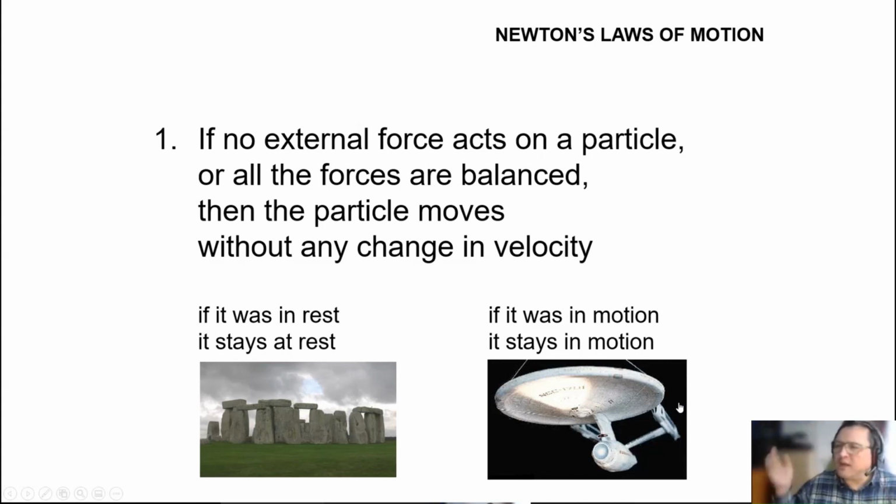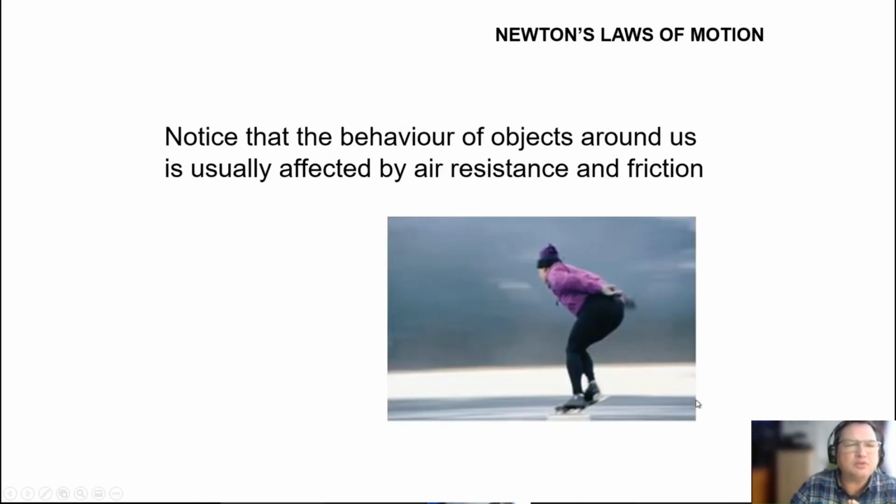If something is even flying across the air, it is not called friction, it's called drag or air resistance, but it also would eventually stop and probably drop down, unless it has driving force. So that's the first law. And notice that the behavior of objects around us is usually affected by air resistance and friction. And this illustration shows a case in which there is still friction, but not too much of it.